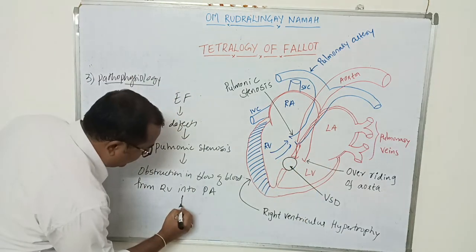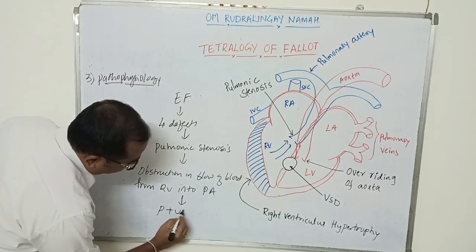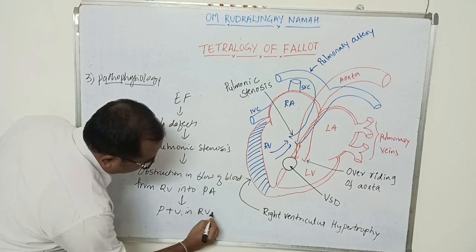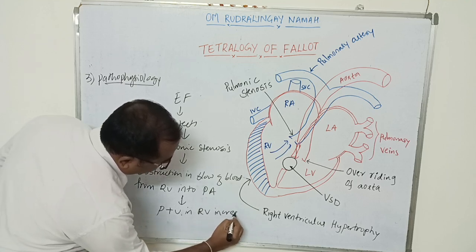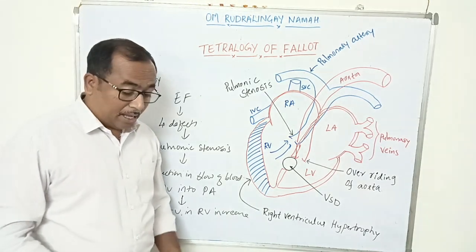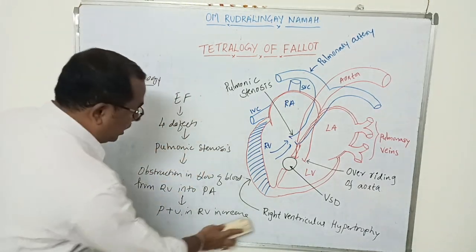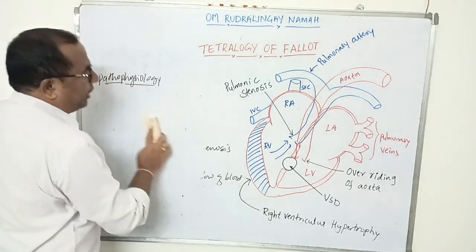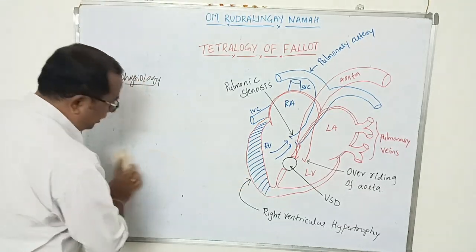So because of this, what happens here? The pressure and volume in right ventricle increases. And this pressure and volume in right ventricle exceeds the pressure and volume in the left ventricle when compared to left ventricle.